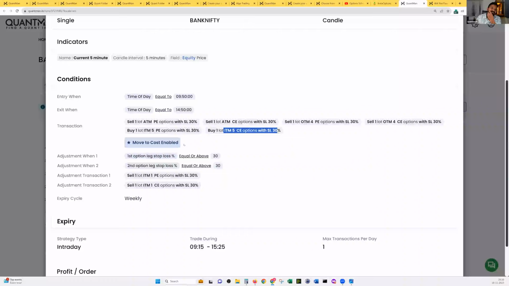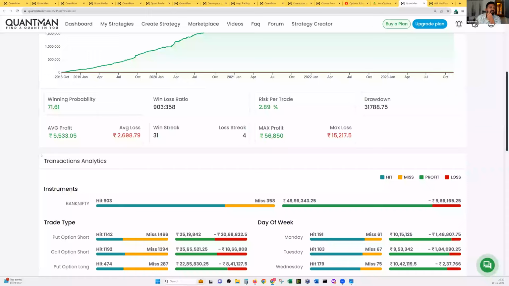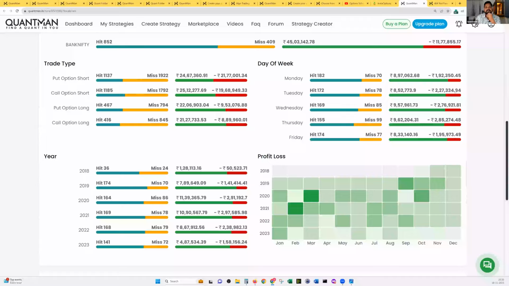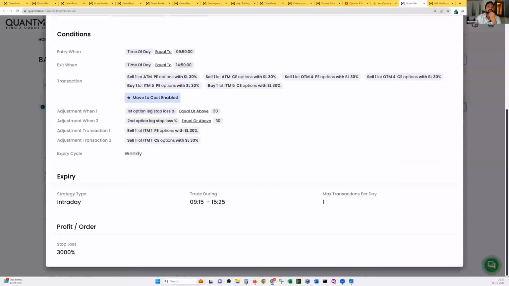See, this can't be used on all the days. I'm pretty sure this can't be used on all the days. It may look green everywhere, but if I put 0.5% of slippage, it still looks green, but this will not work. Why? Because we are using in the money options, so definitely that will have huge slippage. And you are selling once again an in the money put option.